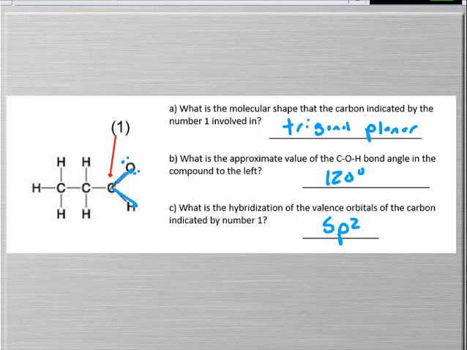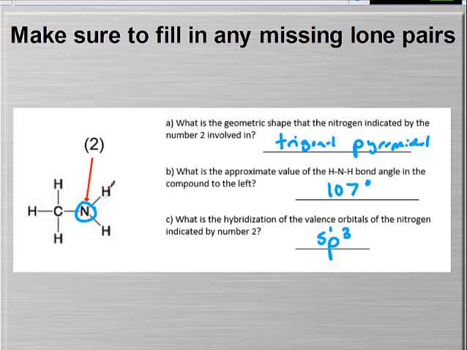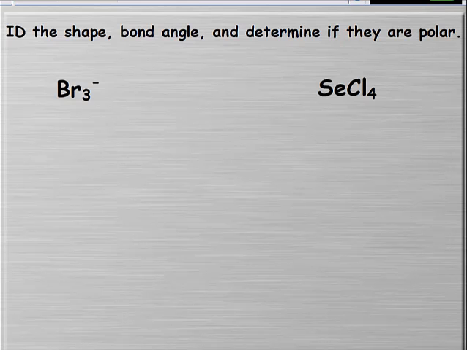So all of the atoms, the carbon, the oxygen, and the hydrogen, and this carbon are all in the same plane because it's planar. While over here, this nitrogen, hydrogen, hydrogen, and carbon, because it's trigonal pyramidal, are not in the same plane. Go ahead and pause the video, draw the Lewis dot structures for these 2, and then figure out the shape, bond angle, and is the molecule polar or not. Restart when you're done.